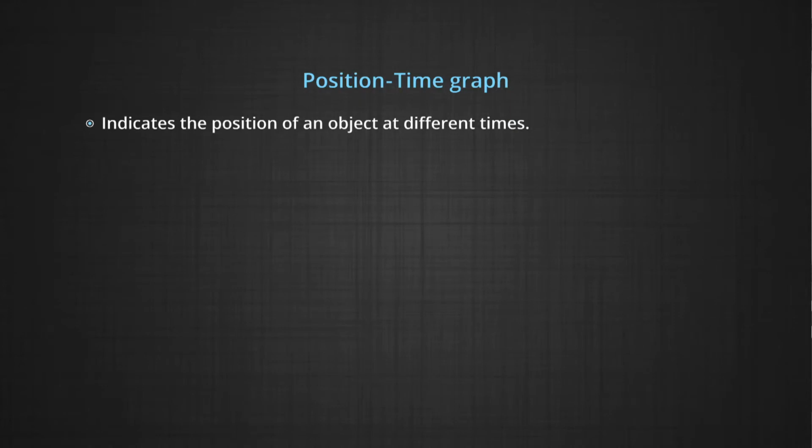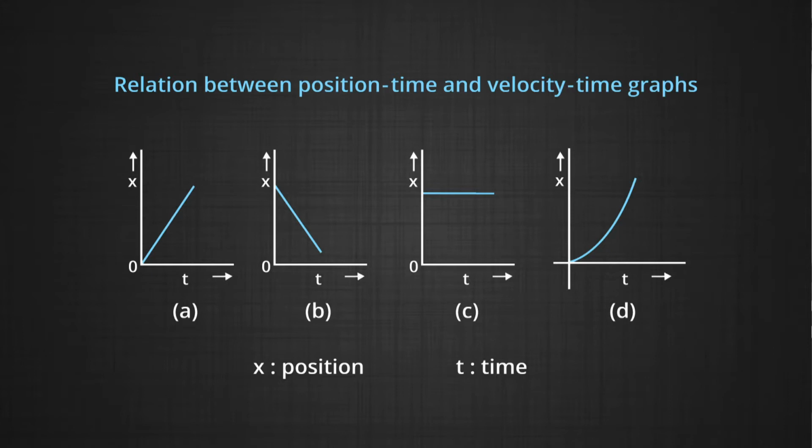A position time graph indicates the position of an object at different times. A velocity time graph indicates the velocity of the object at different times. So, both speed or velocity at an instant of time for an object can be inferred from a position time graph. Let us look at some of these position time graphs.